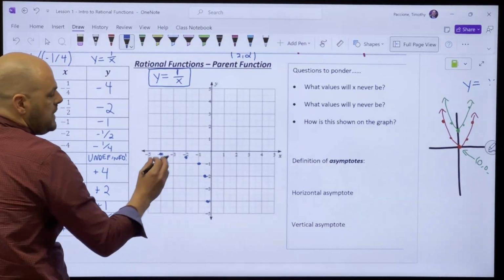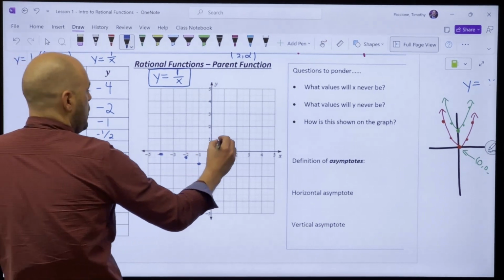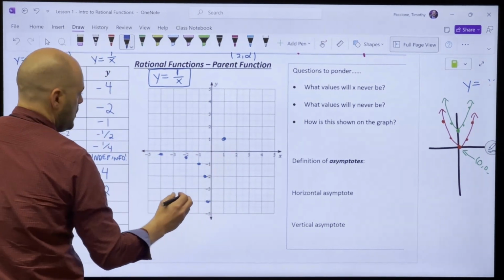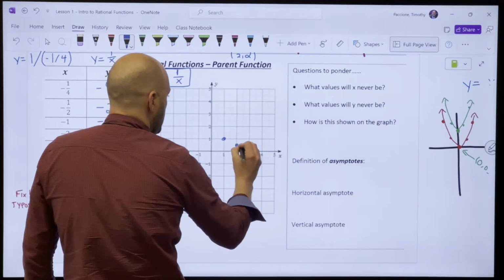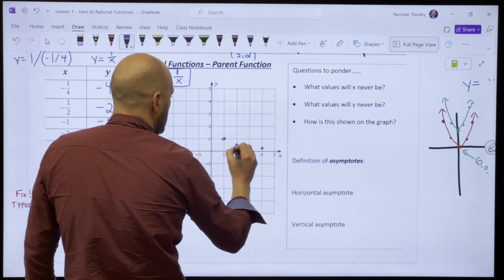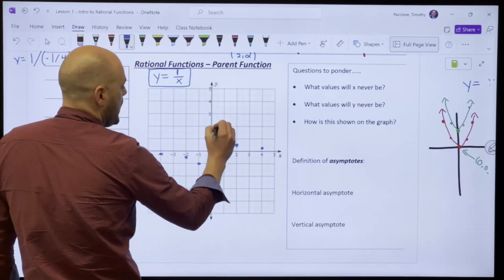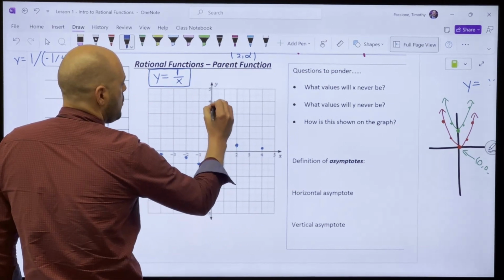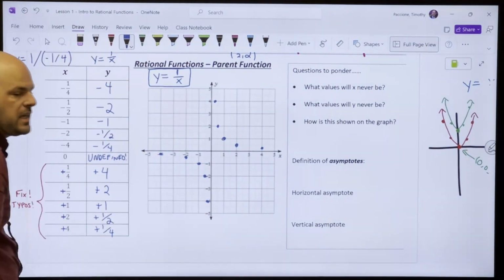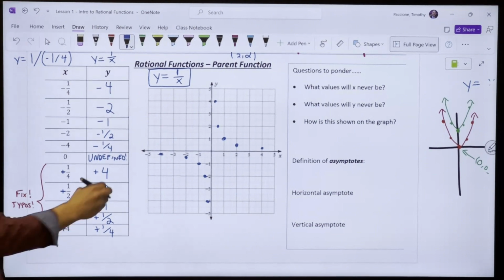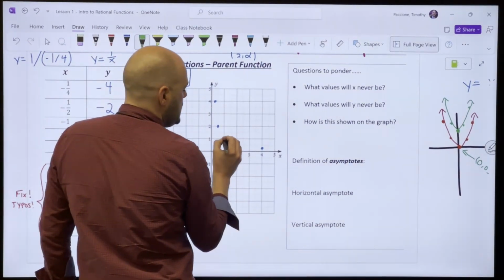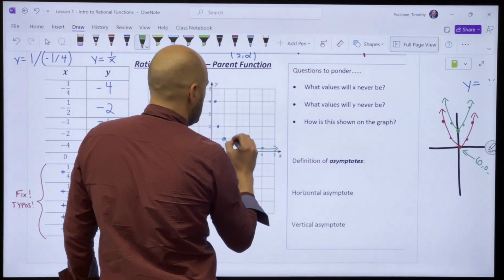Same thing happens over here. At 1, we have a point at 1. At 2, 1/2. At 4, 1/4. And then at 1/2 we're at 2. At 1/4 we're at 4. So it's just that reciprocal, right? What we end up getting is a graph that looks like this.